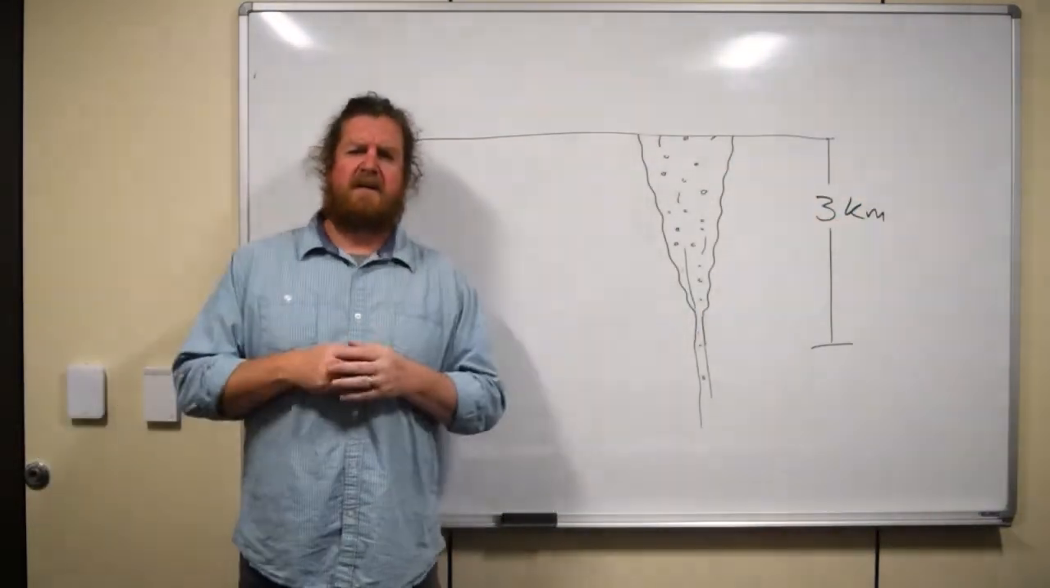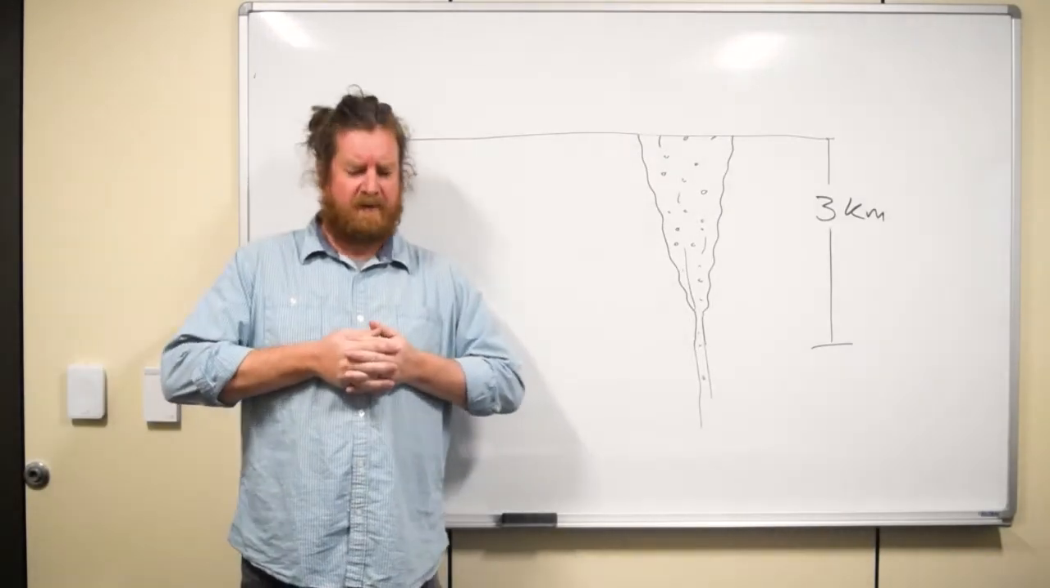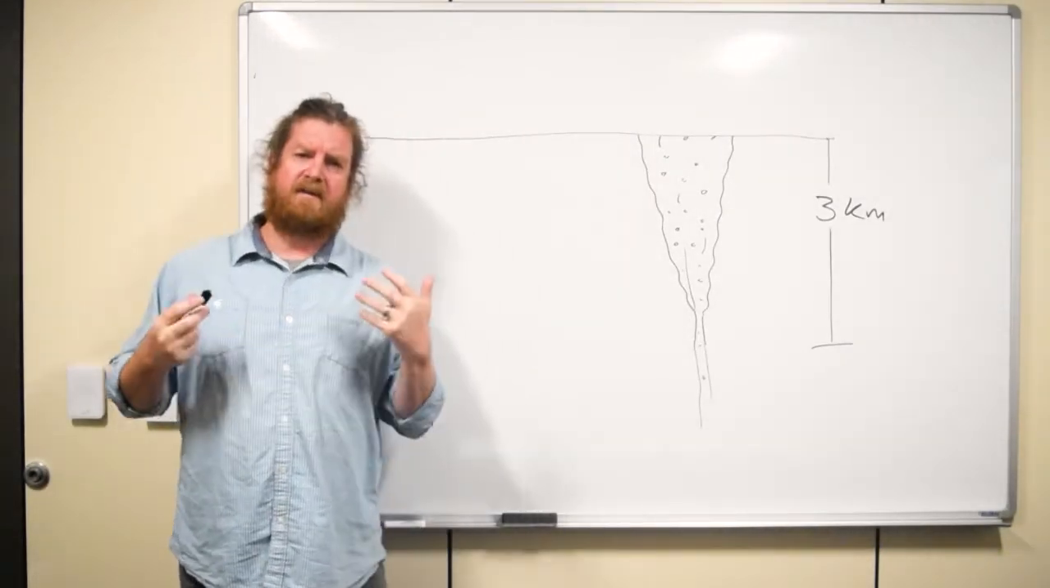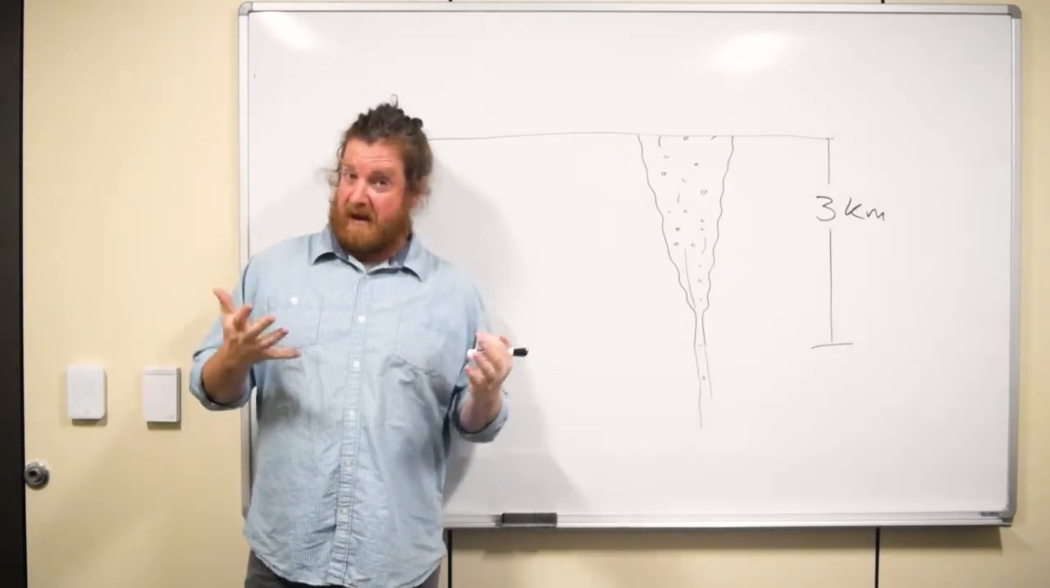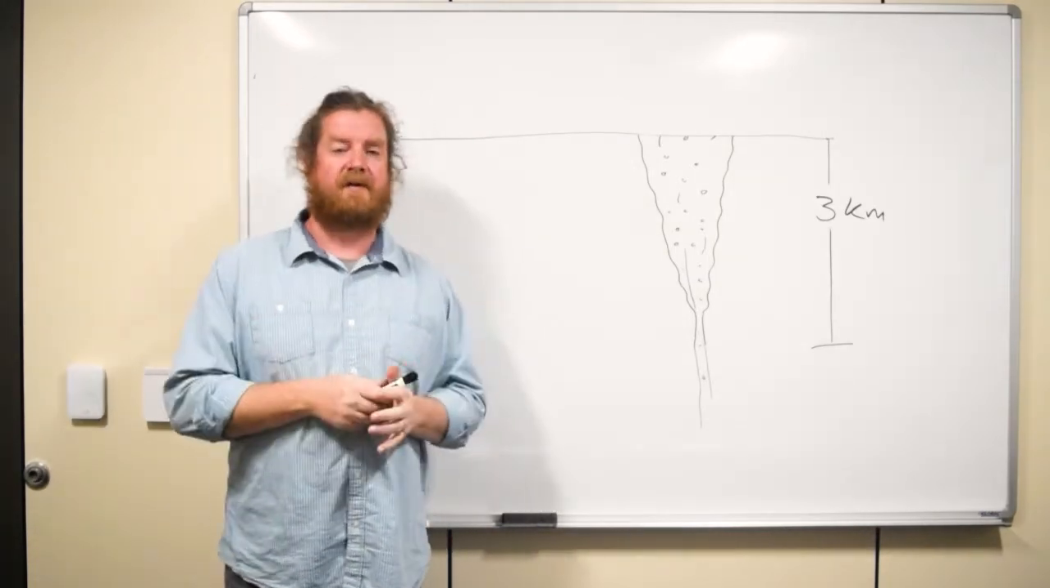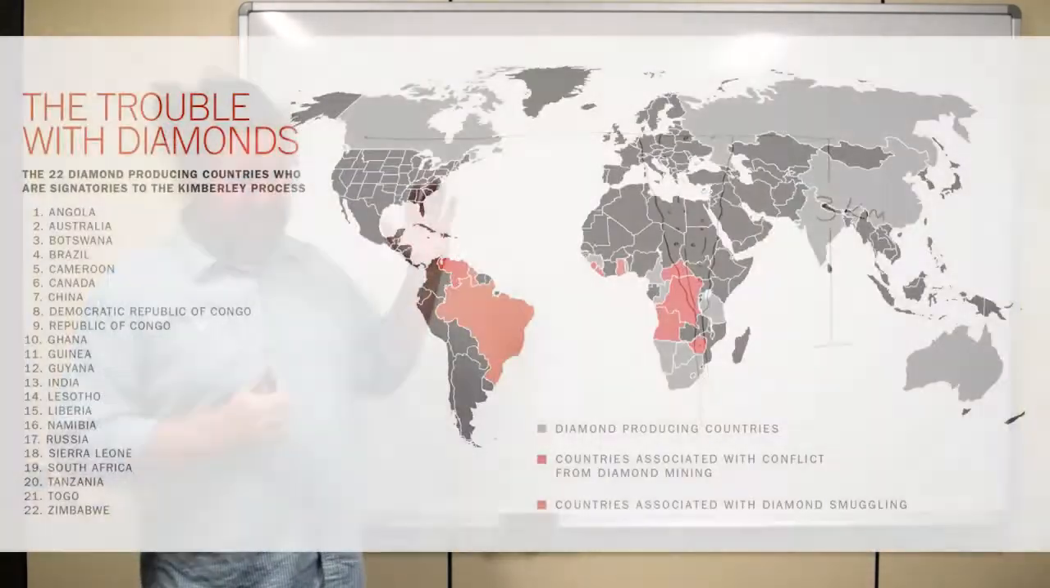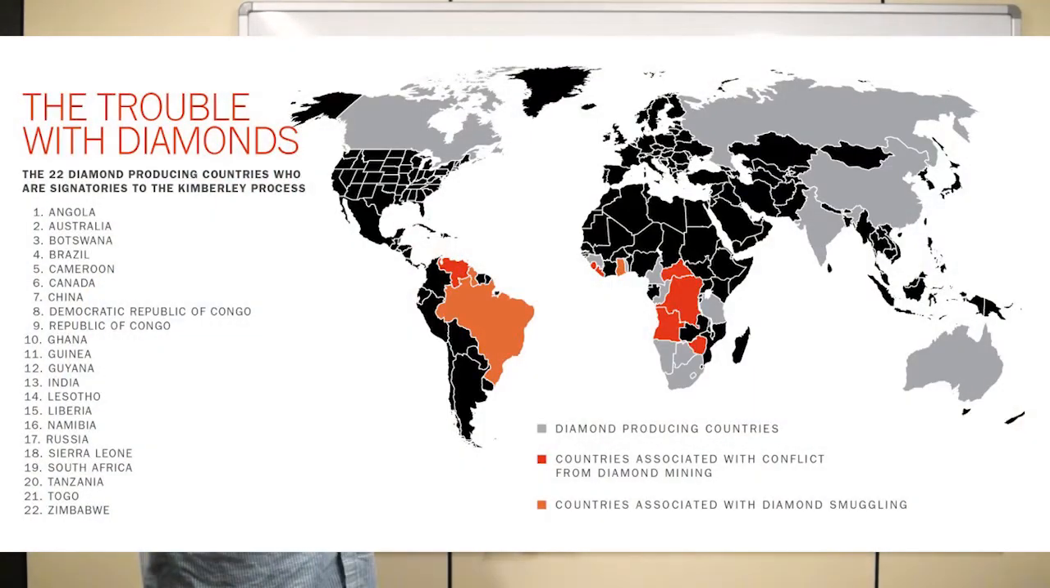So what is it that they say? Mo money, mo problems? This introduces the notion of blood diamonds, or what we call conflict diamonds. And you can see in this map, this is showing places where we have problems with conflict associated with diamonds, and also diamond smuggling, that's shown in orange.